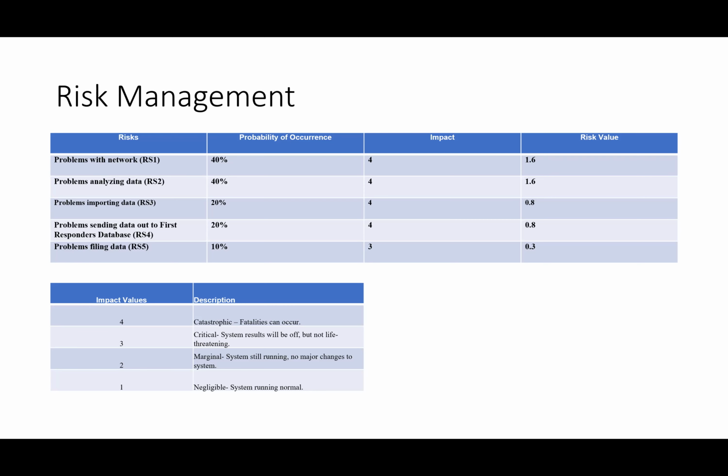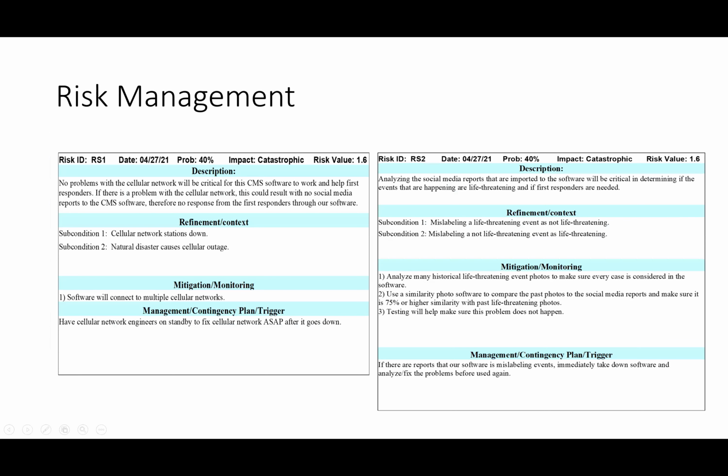So, saying 3 is critical, system results will be off, but not life-threatening. Going into the risk management sheets, going over the first risk, which was problems with the network. Description: problems with the cellular network will be critical for this CMS software to work and help first responders.